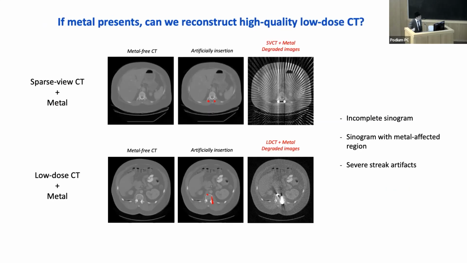So here's a quick illustration of what happens if you have sparse view CT and metal in the image. You can see if you just use a standard FBP reconstruction, you will have a very severe streak artifact across the whole image. And for low dose CT plus metal, it's slightly better, but you still see a lot of streak artifact near the metal, and on a global scale, you still see the noise impacting the image quality.